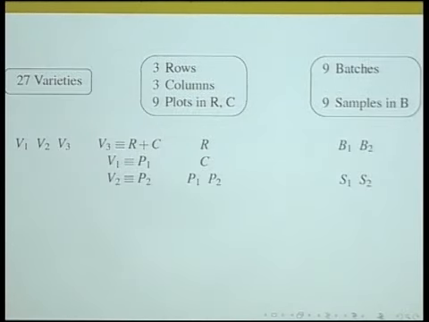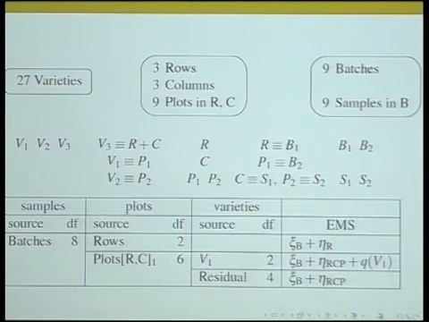So we'll try something else. Just having rows aliased with batches and one of these plot factors. So again, you work it all out. So now what happens in batches? 2 degrees of freedom for rows and 6 for the plots within rows. And now, because we've got P1, which is aliased with V1, we've had to sacrifice some information on varieties.